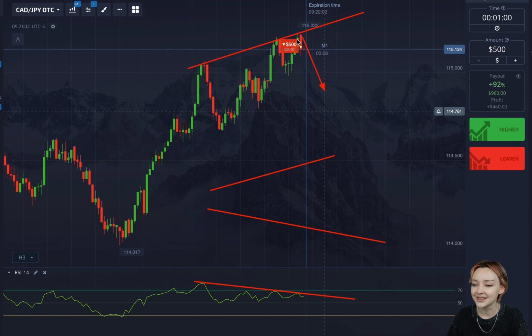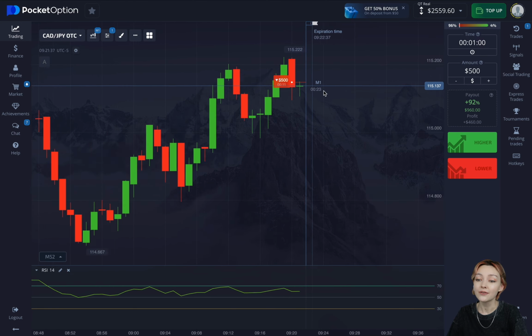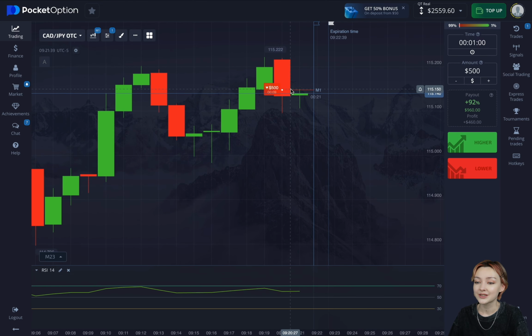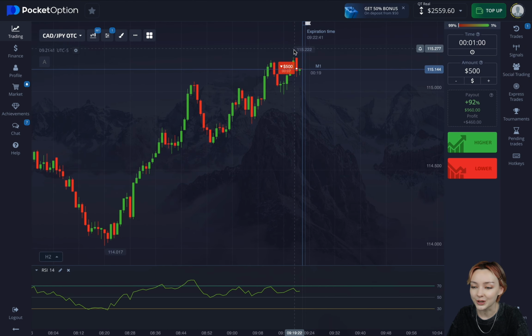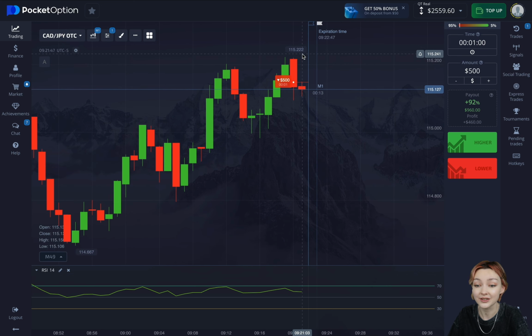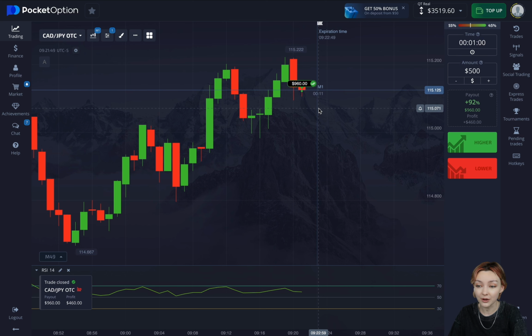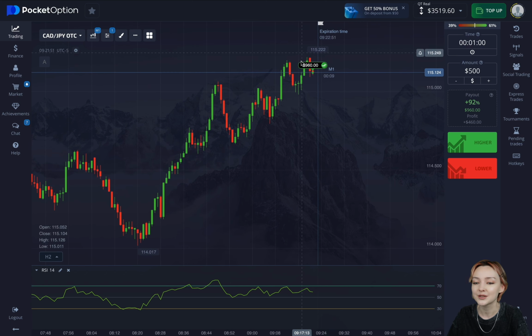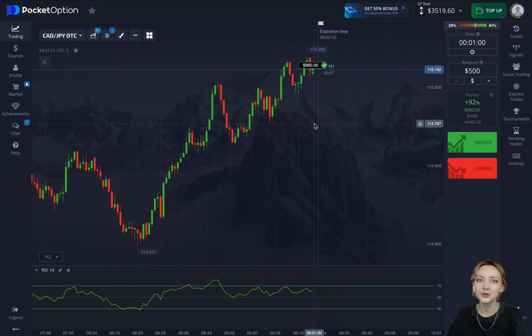Here comes the red candle, so close. So technically the chart formed a vertex. So here's the first peak. Let me show it to you right now. So yeah, here's the first one and the second one, and here's the third vertex. As soon as this peak appears, we place the trade downwards, and it is, by the way, closed really great.